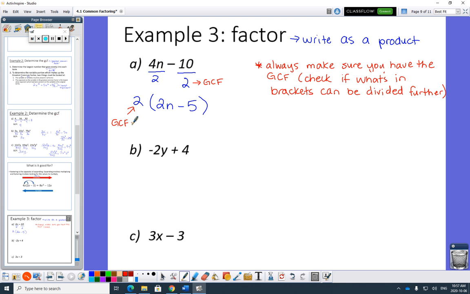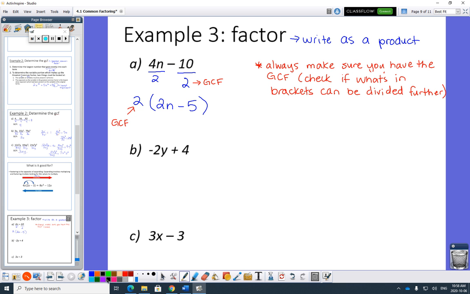So this question doesn't specifically say what is the GCF, or greatest common factor, but you have to make sure that that's what you're factoring out or dividing by, okay? So it's helpful to write it as a division, and then that's going to be the greatest common factor, which you write out front of the brackets. We remember factoring means we want to write it as a product. So now we have 2, and then bracket 2n minus 5, whatever's left after you divide.